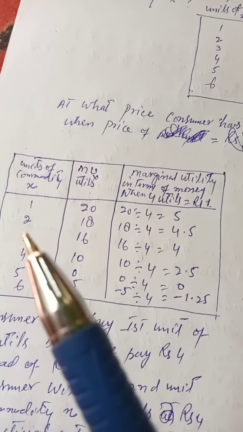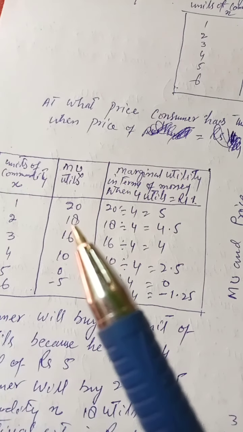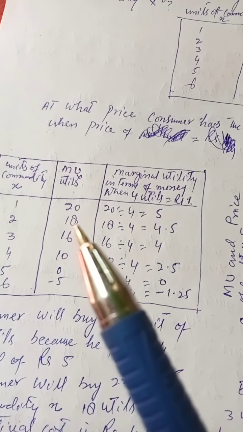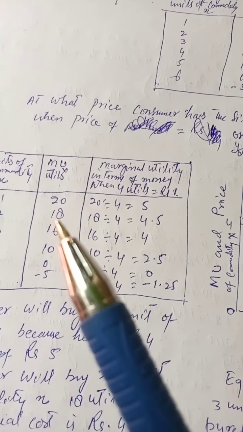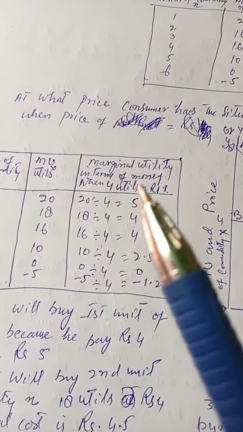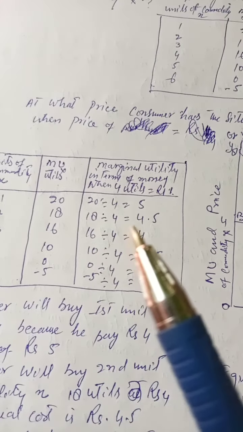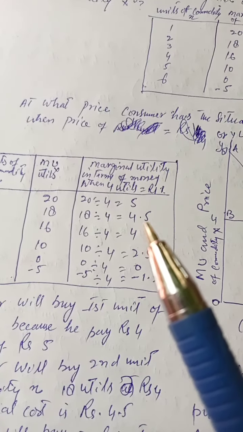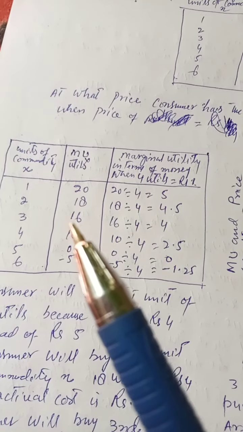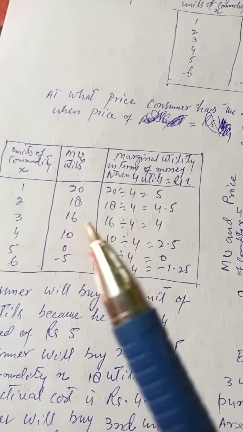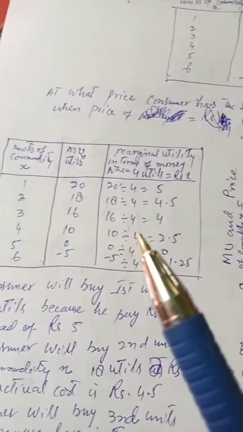When we consume the second unit of this commodity, marginal utility is 18. It diminishes by 2 utilities. Therefore, marginal utility in terms of money is equal to 18 divided by 4. That means it is 4.5 rupees. And here it is the third unit. Marginal utility is 16, and 16 divided by 4 is equal to 4 rupees.